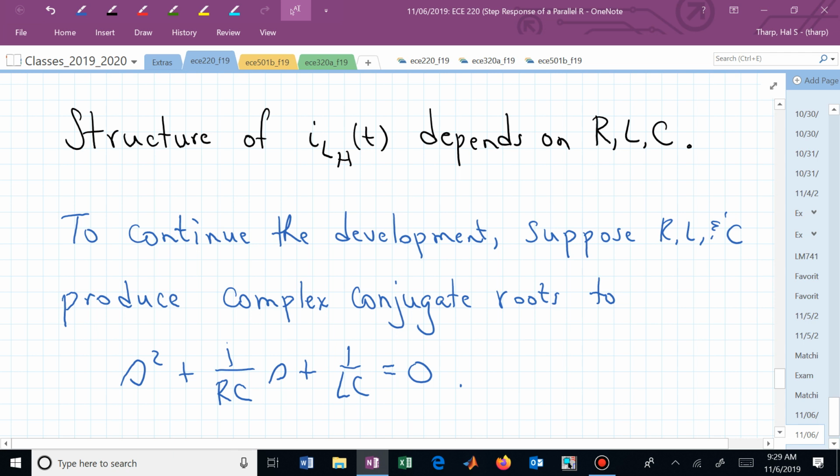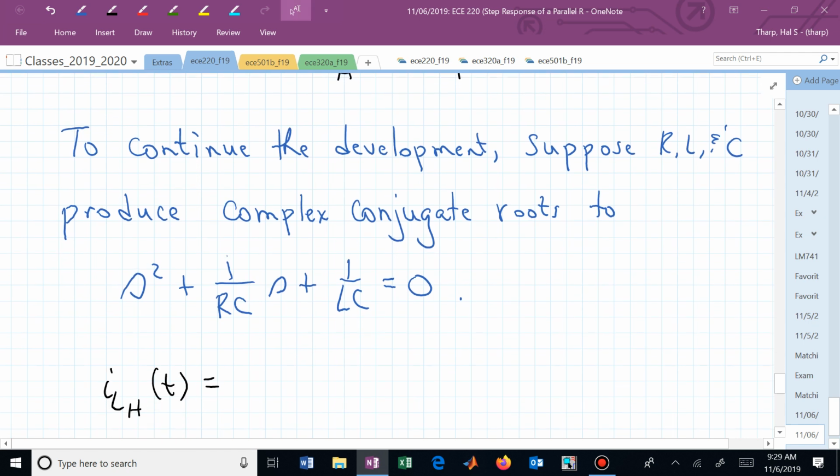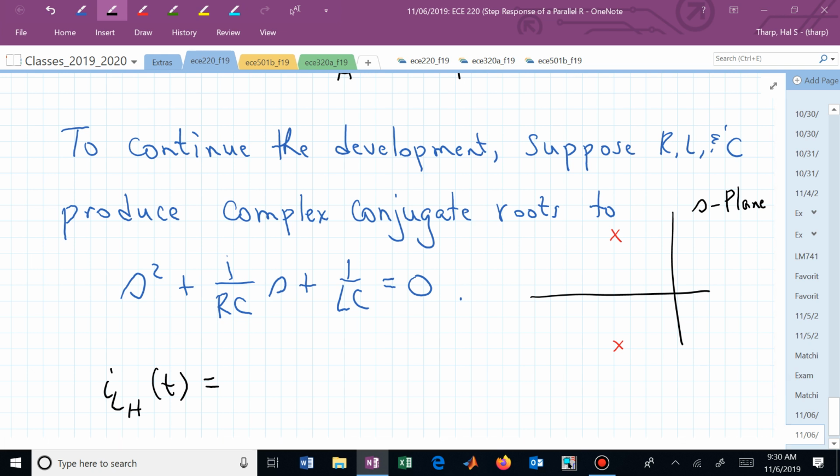And what case does that give rise to? What's the structure for I sub L sub H, the homogeneous solution to this parallel RLC circuit when we have complex conjugate roots? And again, I would maybe suggest that you just think about where these roots are, and as I suggested before, you might see these labeled by X's in the complex S-plane. Now we have these X's with imaginary components. They're complex conjugates. How far are they into the left half plane? This distance is alpha.